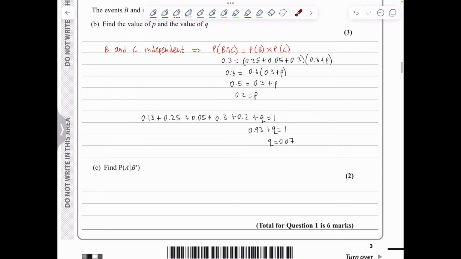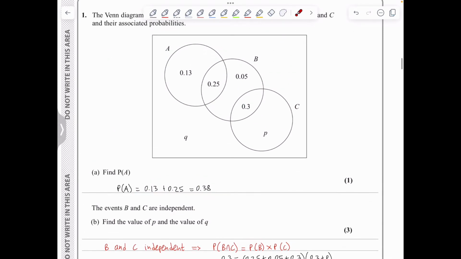And in part C, we need to find the probability of A given B dash. So we're looking at conditional probability. We know for sure that we're outside of B, so we could be here, here, or here. And we're wondering what's the probability that we are in A. So the only intersection is that part, the 0.13.